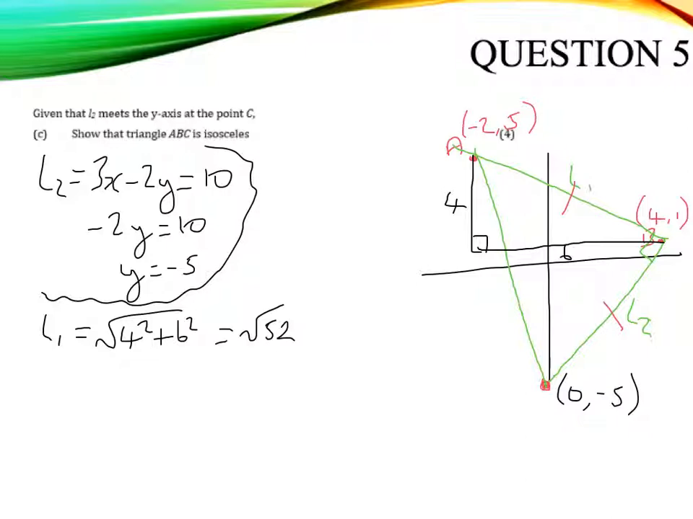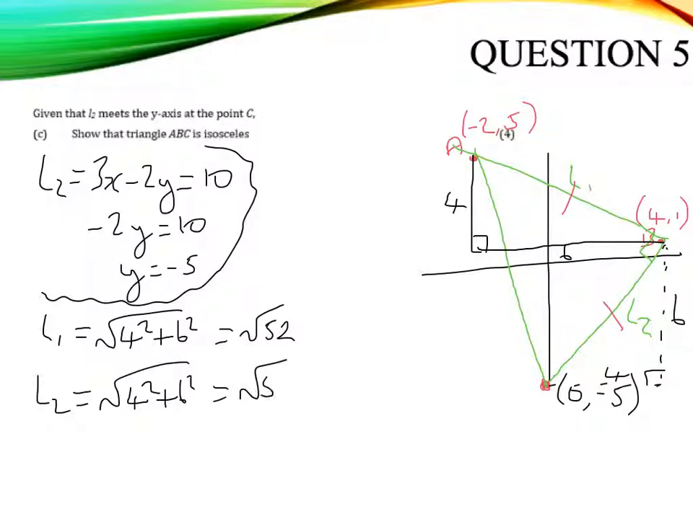If the length of L2 is also root 52, then we've shown that these two lines are the same length, so therefore ABC is isosceles. Okay, let's see if we can do this then. Let's work out some values. Again, we've got a right angle. We're going from 0 all the way across to 1, which is 4 here, and we're going minus 5 up to 1, which is 6. In fact, we've got exactly the same values. Look, we've got root 4 squared plus 6 squared, which again is root 52.